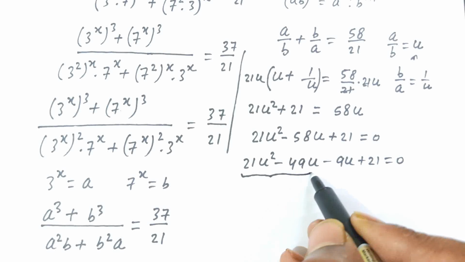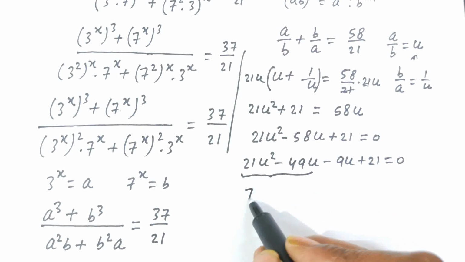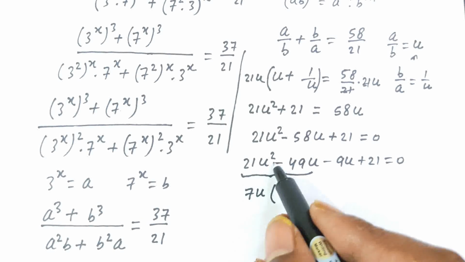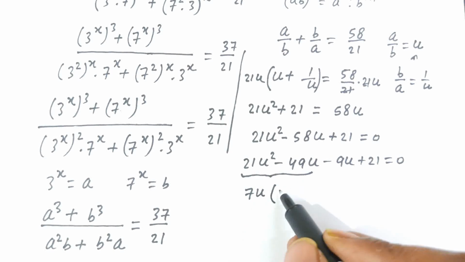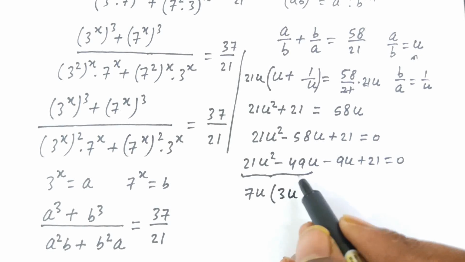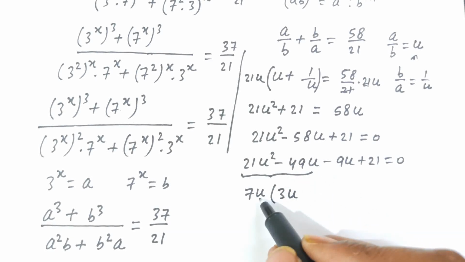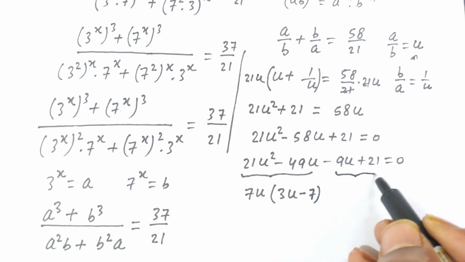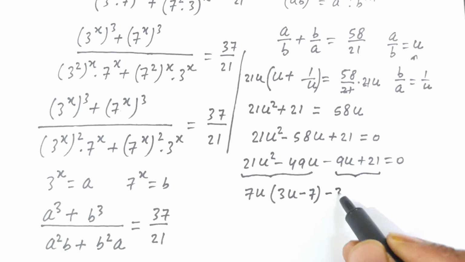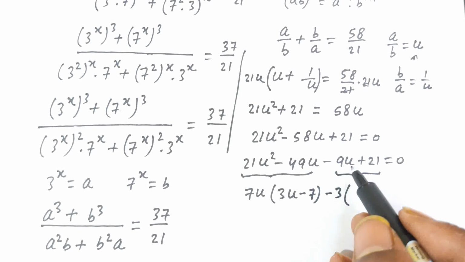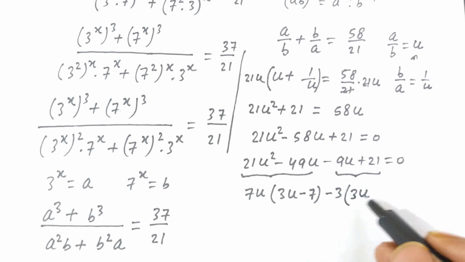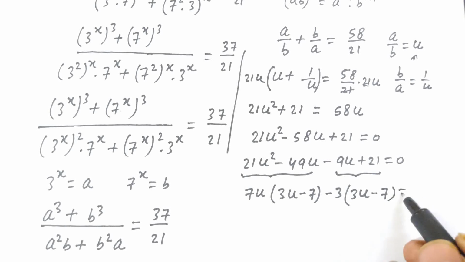Here look carefully at this expression. 7 times u is common. If we take 7 times u common, then 21 times u square divided by 7 times u, we get 3 times u, and minus 49 times u divided by 7 times u, we get minus 7. And here look carefully at this expression, minus 3 is common. If we take minus 3 common, then minus 9 times u divided by minus 3, we get 3 times u, and plus 21 divided by minus 3, we get minus 7, and this is equal to 0.